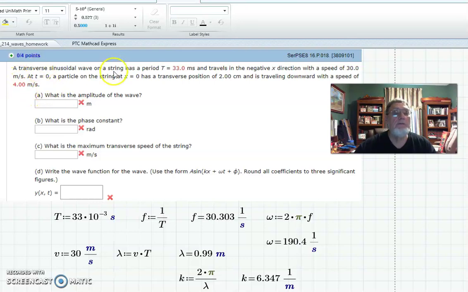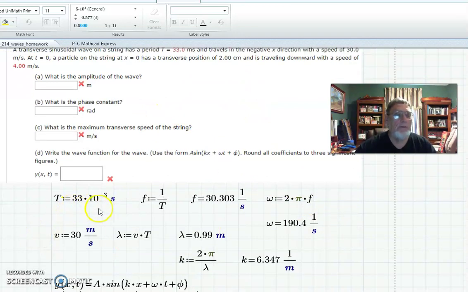And at 0, 0, it's at 2 centimeters and it's moving down. In other words, a piece of string vibrating up and down is moving down at a speed of 4 meters a second. So the period's 33 milliseconds. From that you get the frequency, and from the frequency you get your omega.